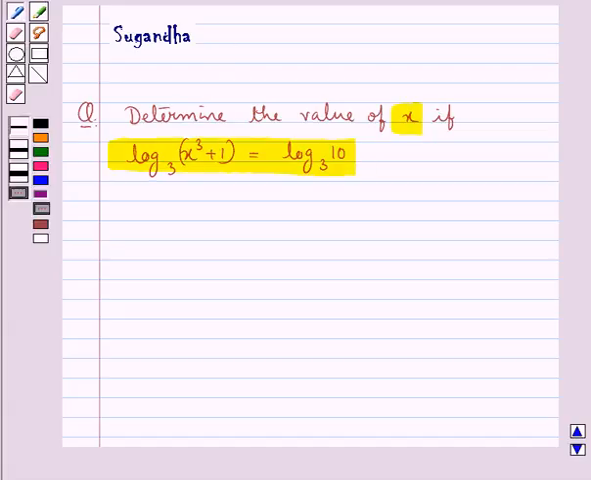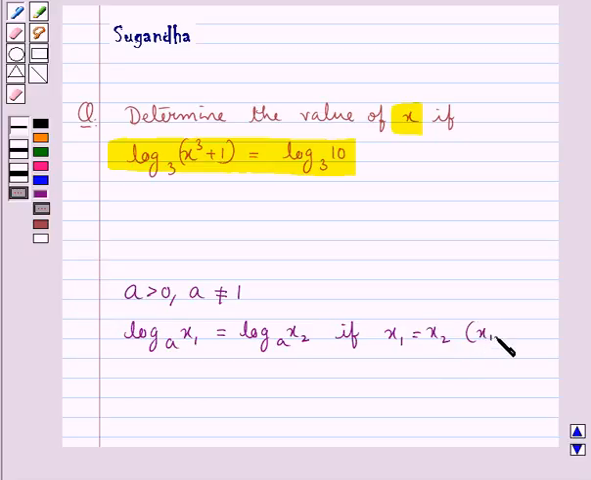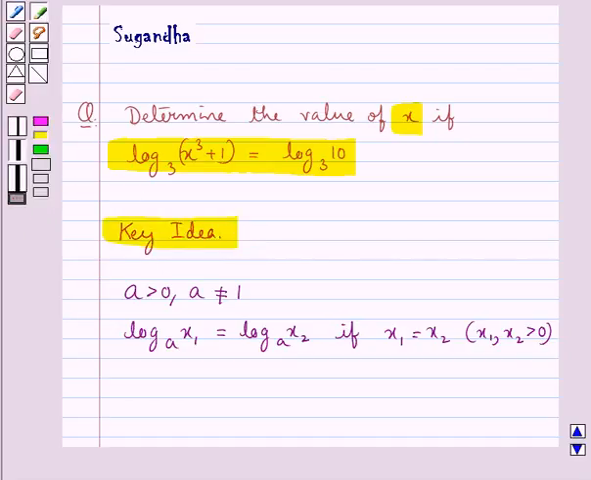Before we move on to the solution, let's discuss one result which says that for a greater than 0 and a not equal to 1, log of x1 to the base a is equal to log of x2 to the base a if we have x1 equal to x2 and x1, x2 are greater than 0. This is the key idea that we use for this question.